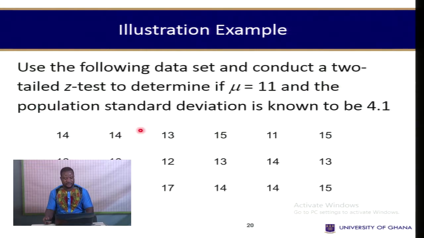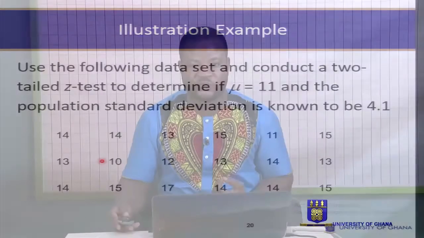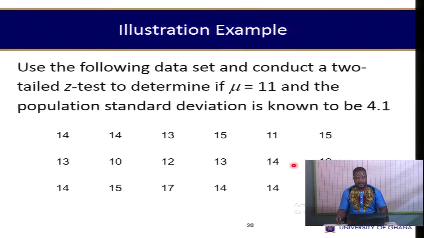So let's have an illustrative example here. Use the following data set and conduct a two-tail z-test to determine if the population mean is equal to 11, given that the population standard deviation is 4.1. So here clearly we have some scores. We have the first line, we have 6 of them, 6, 6, so we have a sample size of 18, and then we have the population mean of 11, and the population standard deviation of 4.1. So clearly we can compute our z-score, and then we will see where it will fall and take a decision.